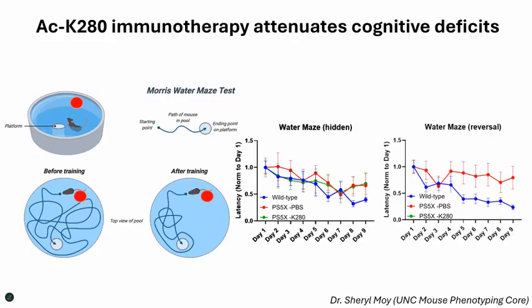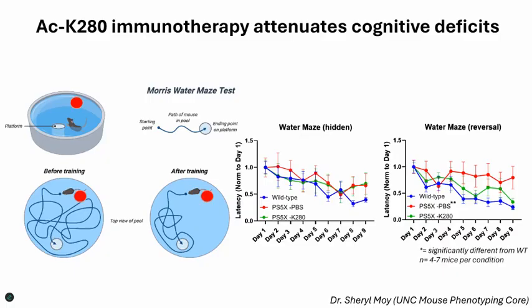So these wild-type mice, just like in the hidden maze, found this platform very well over the course of 9 days. But these PBS-injected AD mice basically plateaued after day 2. They were unable to learn where this reversal hidden platform was put. What was more interesting is that when we treated these AD mice with our ACK280 antibody, these mice actually tracked really, really closely with completely wild-type mice. And in fact, these ACK280 mice were not significantly different from wild-type mice in this task.